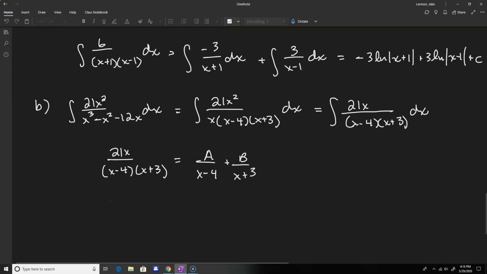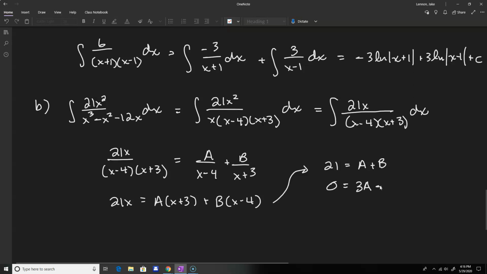So then multiply both sides by (x minus 4) and (x plus 3), and we're left with 21x equals A times (x plus 3) plus B times (x minus 4). So what equations do we get from that? Well, our x terms are 21, and that's going to equal A plus B. And our constant term is 0 on the left, and that's going to be 3A minus 4B. So this is our system.